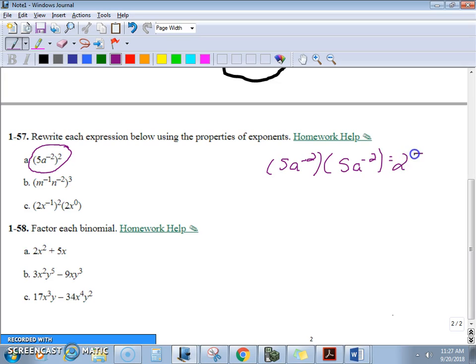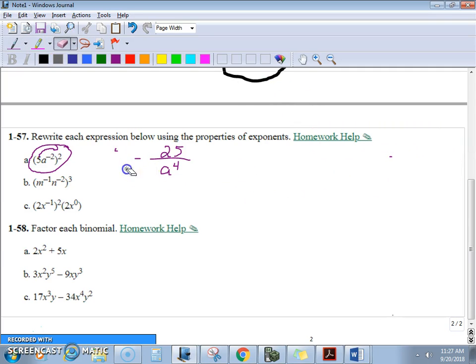5 times 5 is 25. A to the negative 2 power times a to the negative 2 power, I just have to add those. I get a to the negative 4 power. If I didn't want to rewrite it like this, I could have just said, if you look back over here, 5 squared is 25. And when you take a power to a power, you just multiply those together. If you wanted to write it with only a positive exponent, you could have also written this. This is equivalent to 25 over a to the positive 4th power. Okay, both of those things are correct.